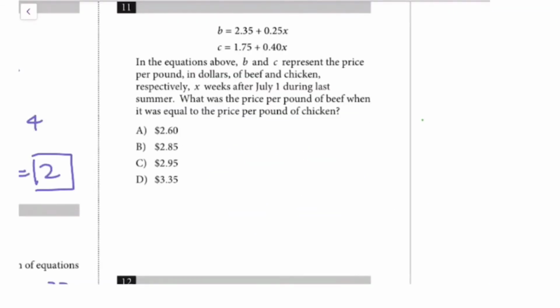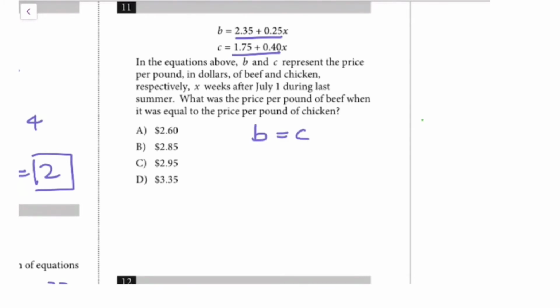Okay, question 11. In the equations above, B and C represent the price per pound in dollars of beef and chicken, respectively, x weeks after July 1st during last summer. What was the price per pound of beef when it was equal to the price per pound of chicken? Okay, so what they're telling me here is that the price of beef is equal to the price of chicken.